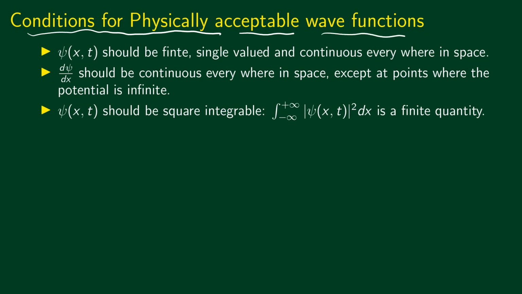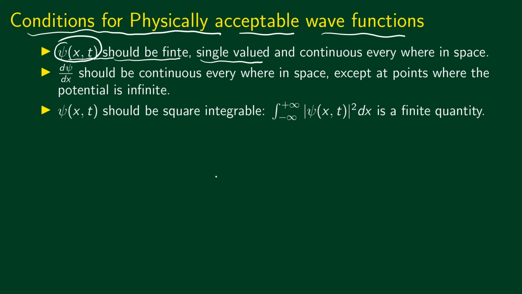So primarily, psi of x comma t has to be finite. Because we have this probability interpretation, if it is not finite, we cannot normalize it to 1. So it has to be finite everywhere. It has to be single valued everywhere. Single valued means corresponding to every point, psi of x comma t should give you just one complex number. Corresponding to every point in space, we should get one complex number.